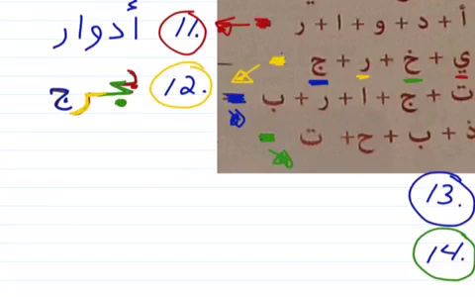Yay, number 13, next to last. So start it with the Ta floating, because we're going to write the Jim. Ta, Jim, Alif, Ra, Ba. Ta gets dots, Jim gets its dot.